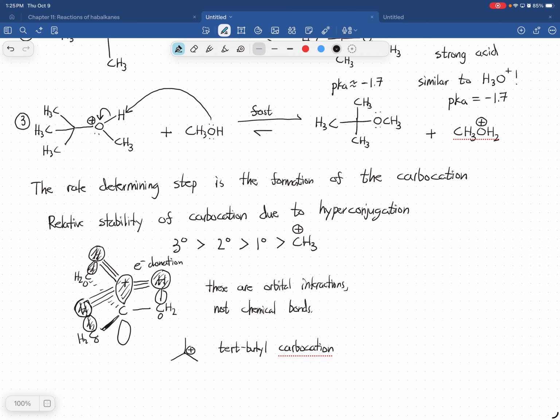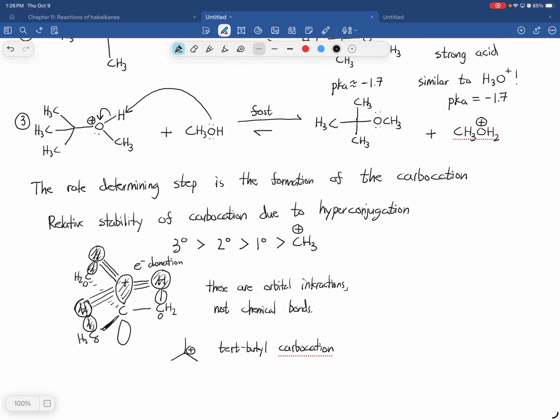I did show a video on hyperconjugation with radicals. It's a very similar process for carbocations. Are there any questions about these carbocations? No? All right, let's move on to the next thing.